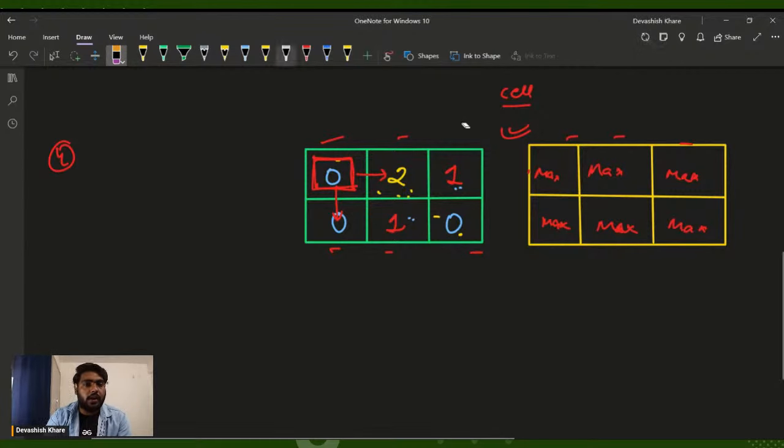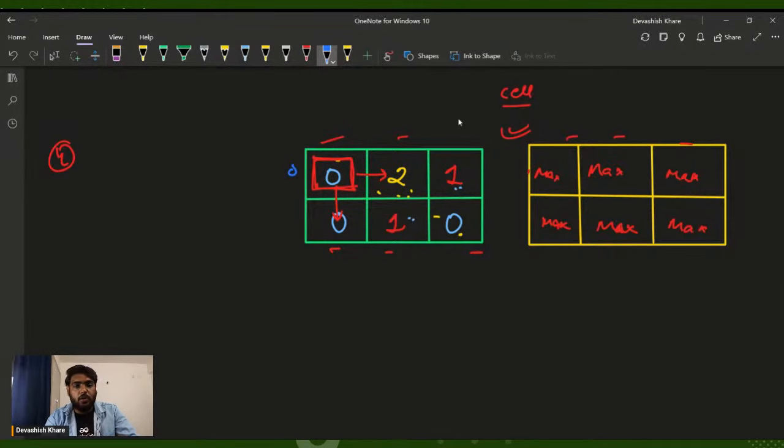Once you are here, you're already standing at 0,0. So how many steps will you be taking? Can anyone guess? Correct, right? You'll be taking zero steps. So we will mark zero here. That is by default. We are not traveling anywhere. We are just marking it zero.